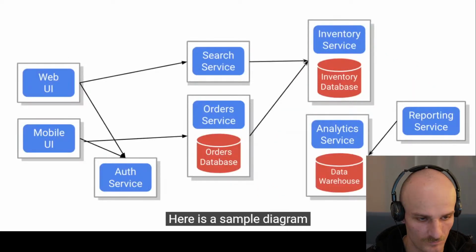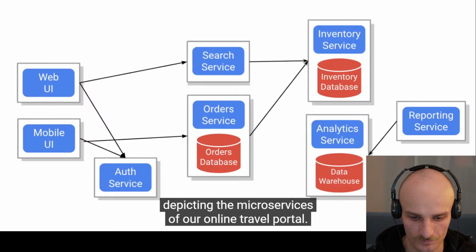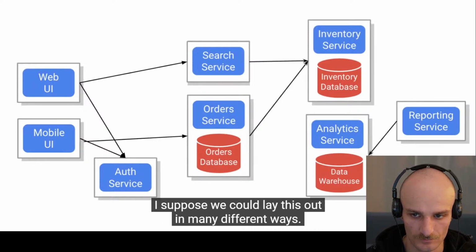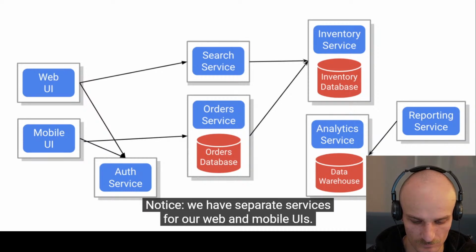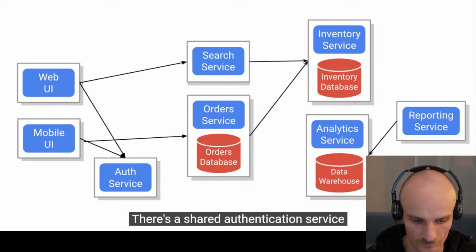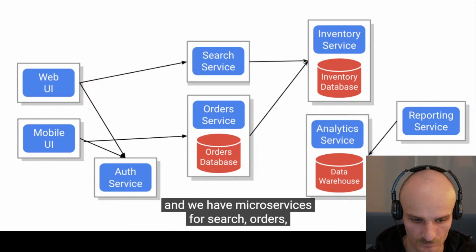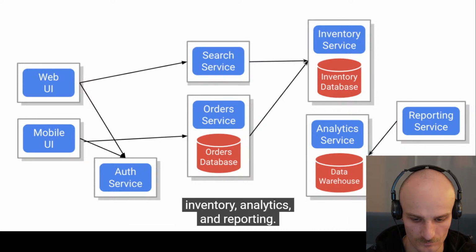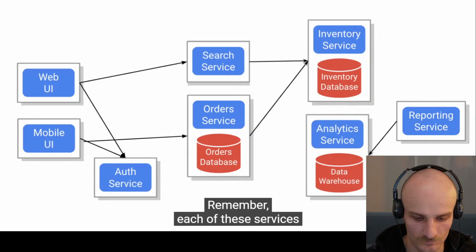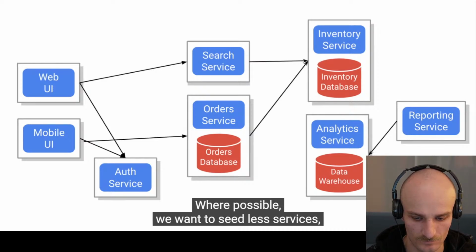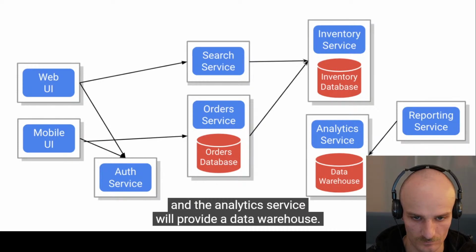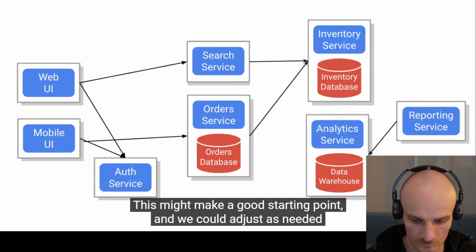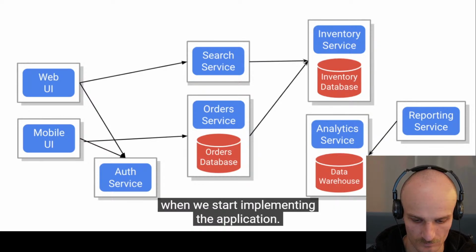Here is a sample diagram depicting the microservices of our online travel portal. I suppose we could lay this out in many different ways. There really isn't one and only right way to design an application. Notice, we have separate services for our web and mobile UIs. There's a shared authentication service, and we have microservices for search, orders, inventory, analytics, and reporting. Remember, each of these services will be deployed as a separate application. Where possible, we want stateless services, but the orders and inventory services will need databases, and the analytics service will provide a data warehouse. This might make a good starting point, and we could adjust as needed when we start implementing the application.